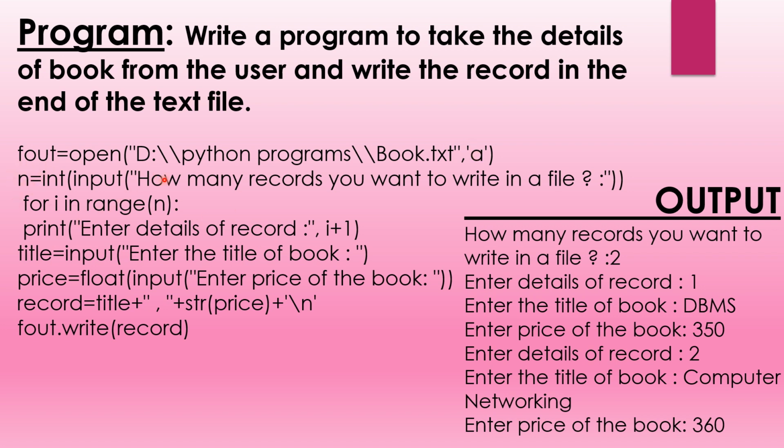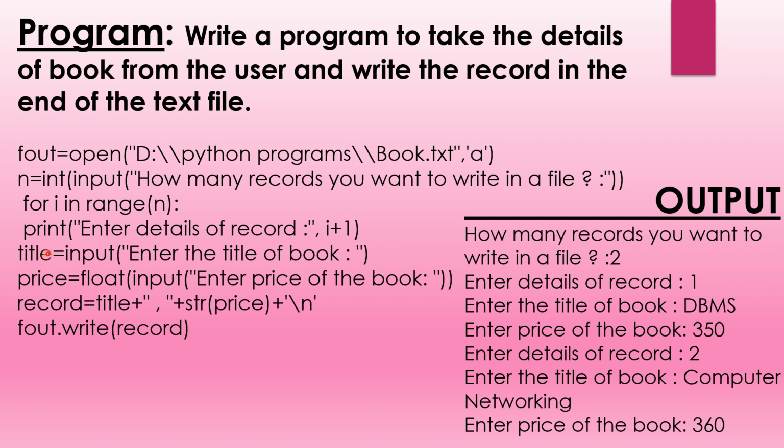So n will store the answer to how many records you want to write in a file. Here the user has input 2. Now you can see here for i in range n. What is the value of n? 2. So the loop will run 2 times. Here is print, enter details of the record, i plus 1. i is initially 0, so first it will be 1. So you can see 1.